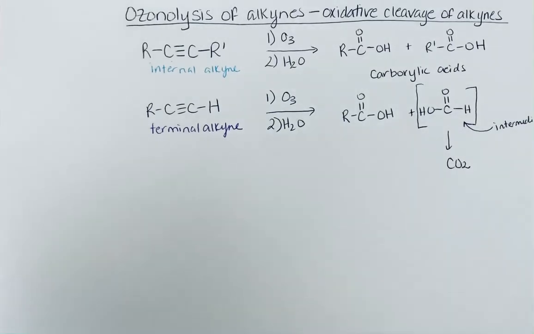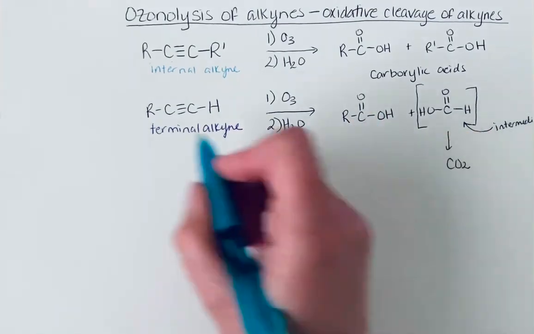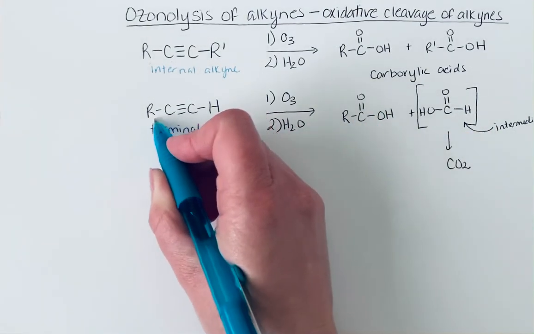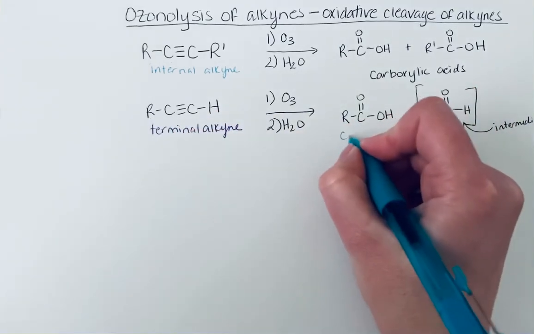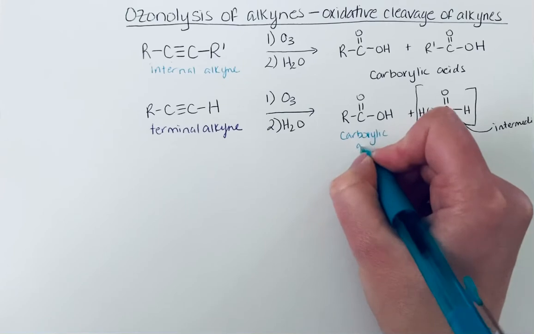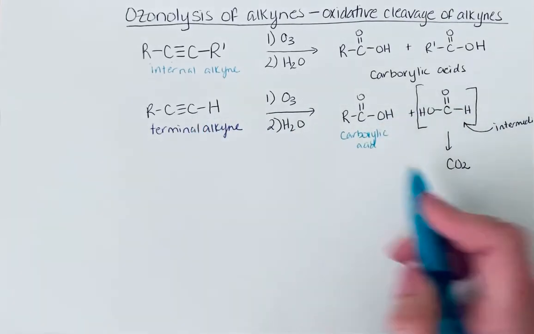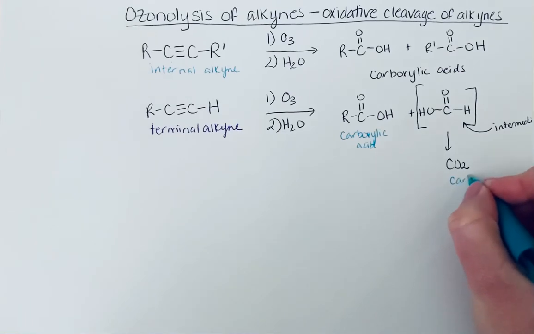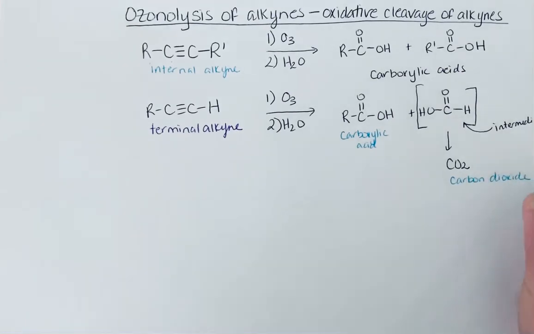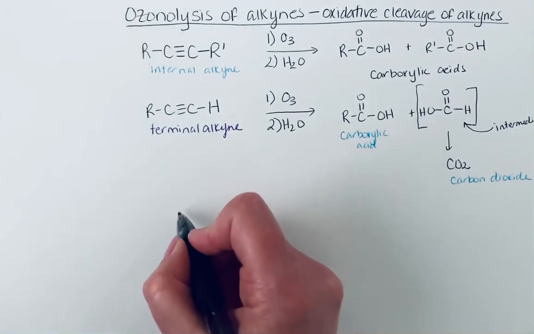So if you do the oxidative cleavage of a terminal alkyne, you will get a carboxylic acid from the side where your alkyne has a bond to carbon. And the terminal carbon of the alkyne will become carbon dioxide. So let's look at one or two examples where we have something besides R.